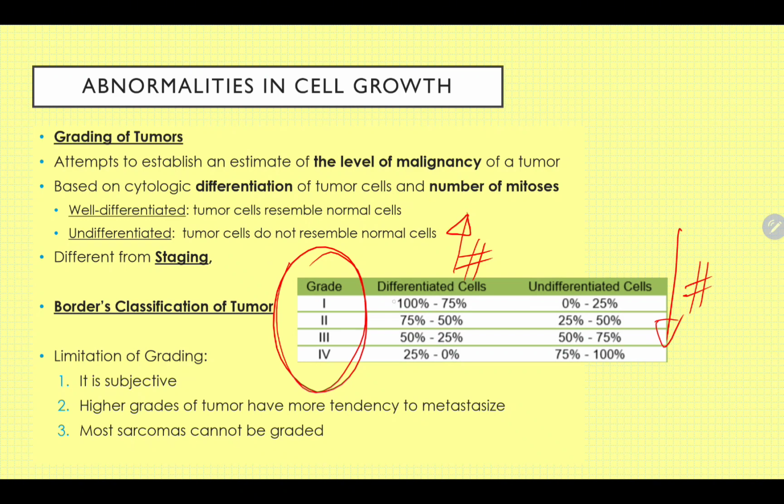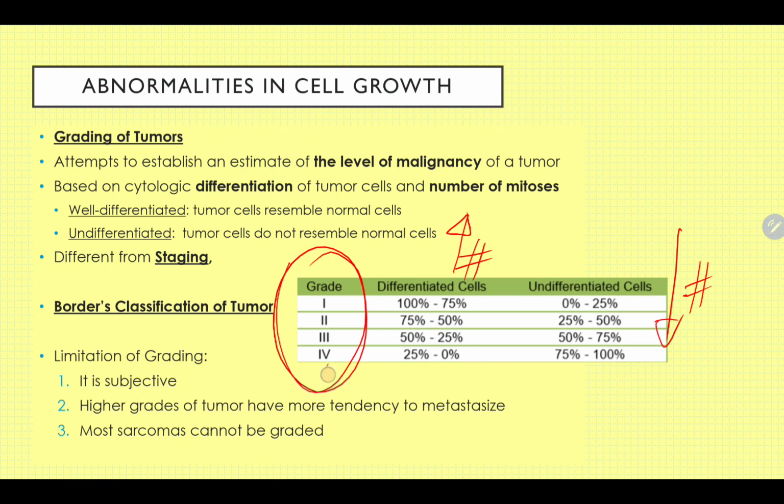Kung titignan natin sa grade 1, 0 to 25. Because, let's say for example, 75% ang nakita ni Doc na differentiated cell, 25% of the counterpart would be undifferentiated. So therefore, 25% of the tumor cells do not resemble the normal cell. May nakita si Doc ng mga tumor cell pero 25% lang. Okay? Pwede niya yung i-categorize as grade 1. So dito po, the lower, the better. Dito naman sa differentiated, the higher, the better.